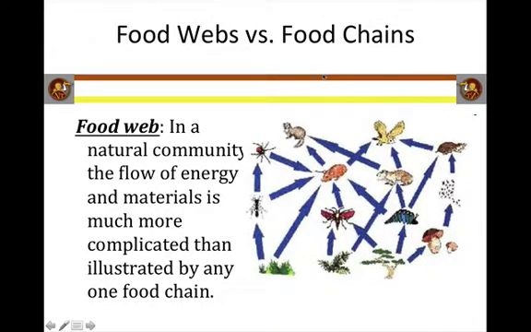I make this point because the next thing I want to look at is a food web. Food web, in a natural community, the flow of energy and materials is much more complicated than illustrated by any one food chain. Here in our web, we have several different plants that are eaten by several different insects, or even a decomposer. And those insects and decomposers are eaten by several different other things, and everything is very complicated and interconnected.